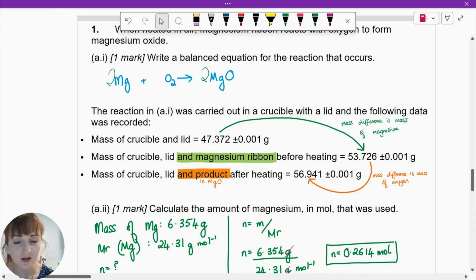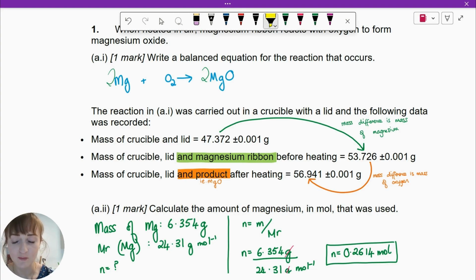So it was carried out in a crucible that had a lid, and the following data was recorded. As we can see, the difference between the first and second points is that magnesium ribbon was added. So the mass difference there is obviously the mass of your magnesium. The difference between the second and third values is that now you have a product. If the first 2 points is your magnesium being added, the difference between point 2 and 3 is your mass of oxygen, because now you've gone from Mg to MgO.